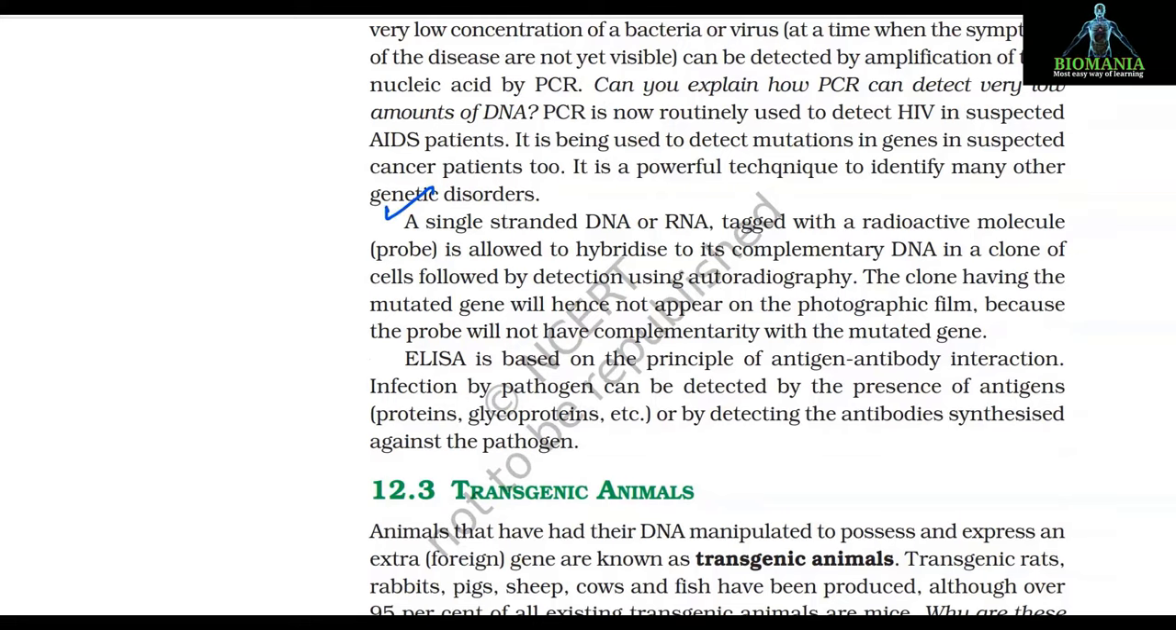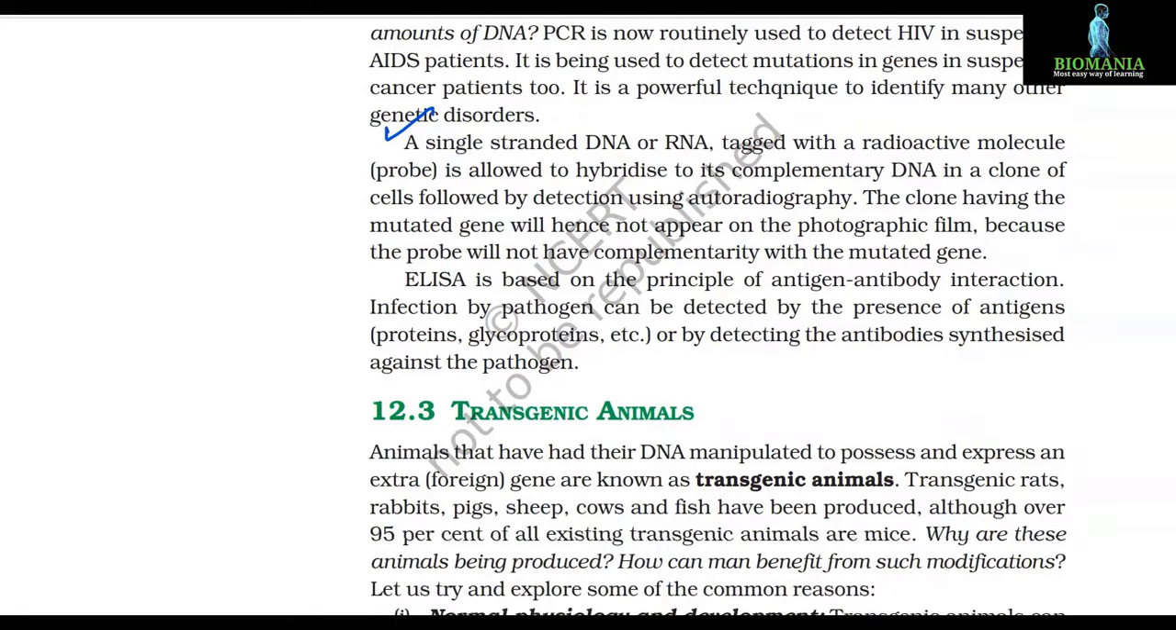A single-stranded DNA or RNA tagged with a radioactive molecule, a probe, is allowed to hybridize to its complementary DNA in a clone of cells, followed by detection using autoradiography. The clones having the mutated gene will hence not appear on the photographic film because the probe will not have complementarity with the mutated gene.